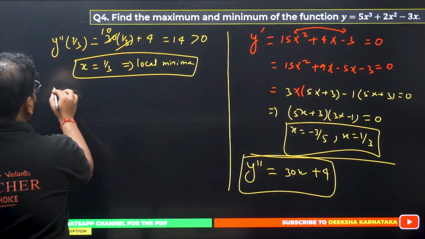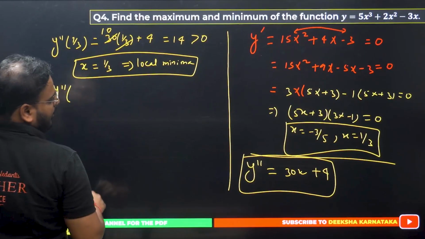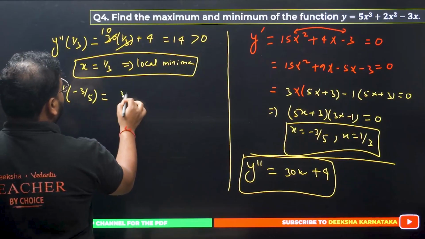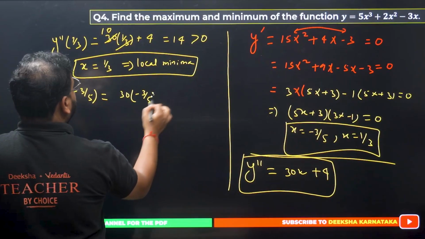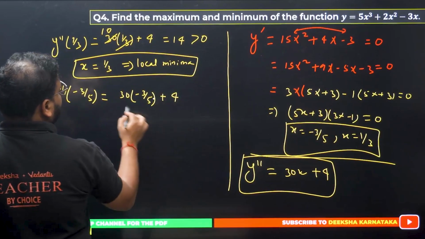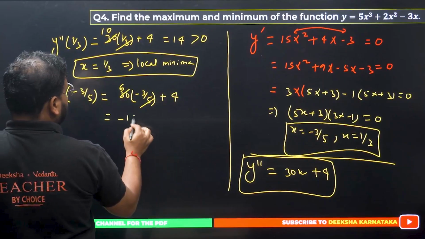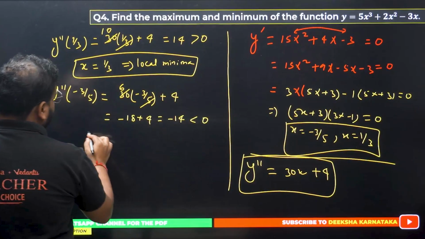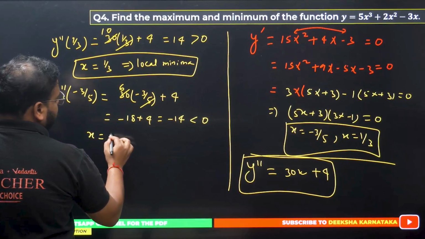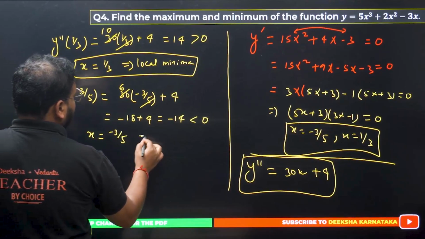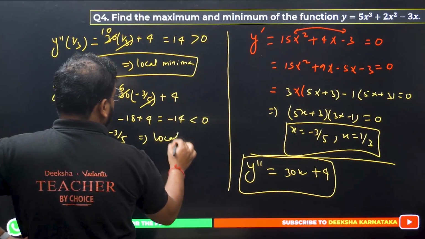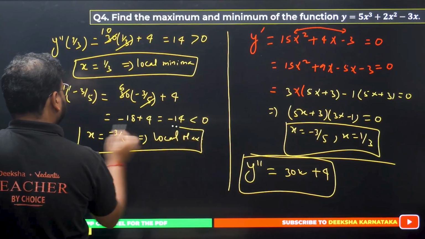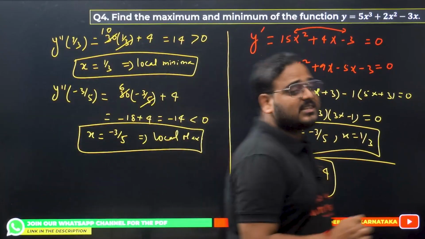And again y double dash at the point −3/5. If I use that, I get 30 times −3/5 plus 4. 5 into 6 I get over here, −18 plus 4 is nothing but −14, which is less than 0. So x equals −3/5 is the point of local maxima. Local maxima. Please check.